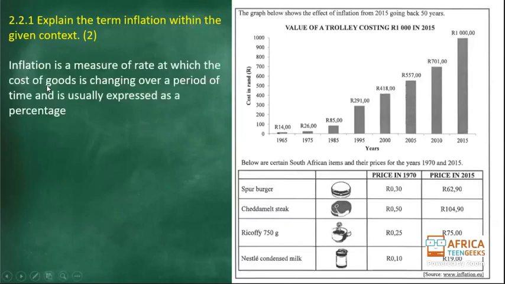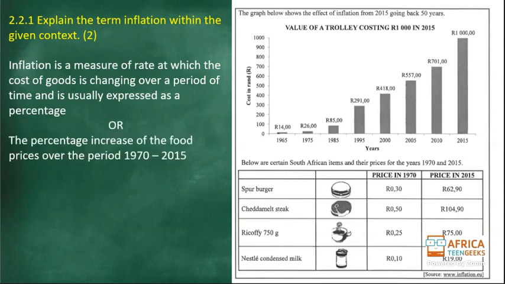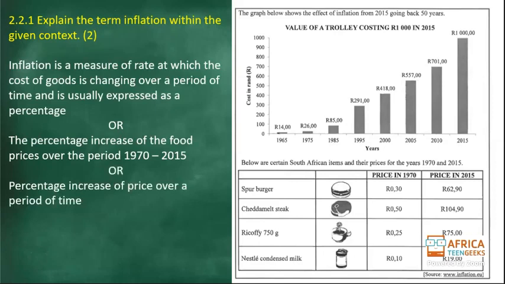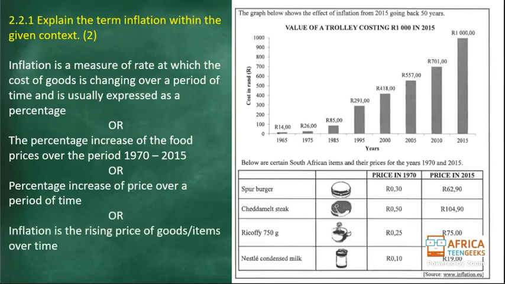But in this case, inflation would be a measure of the rate at which the cost of goods is changing over a period of time and is usually expressed as a percentage. This is really up to you. You don't have to, like I said, these are guidelines. Or the percentage increase of the food prices over the period of 1970 to 2015, or percentage increase of price over a period of time, or inflation is the rising price of goods or items over time. So, for the fact that you have all mentioned that there is a rise in prices of goods, that would definitely get you the 1 mark of this question.